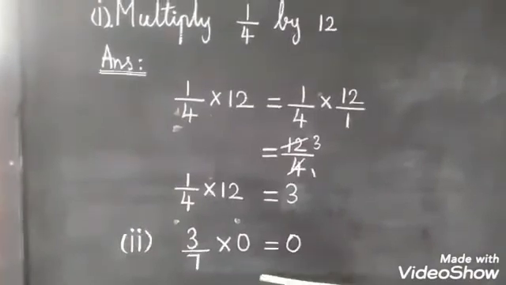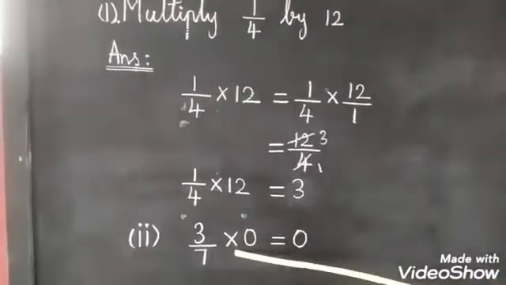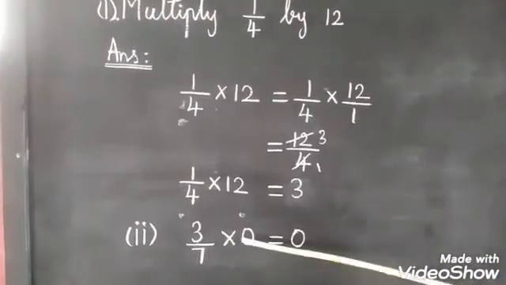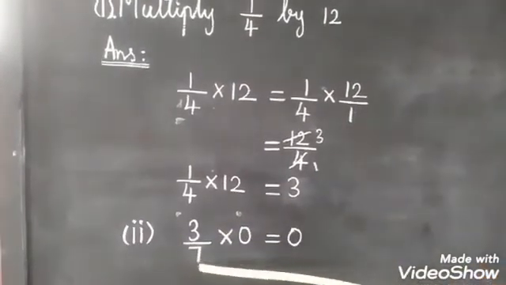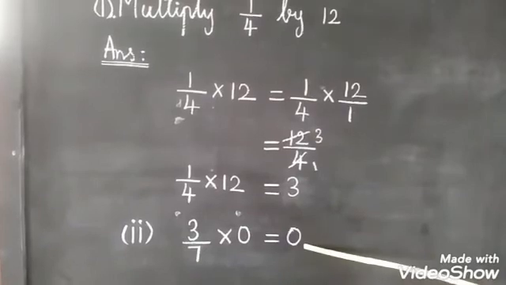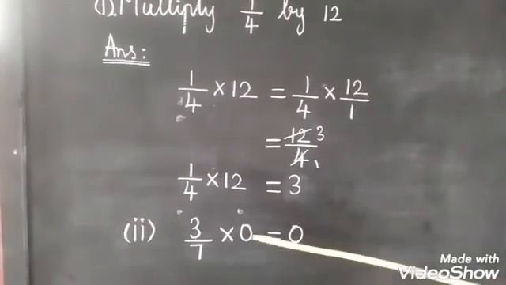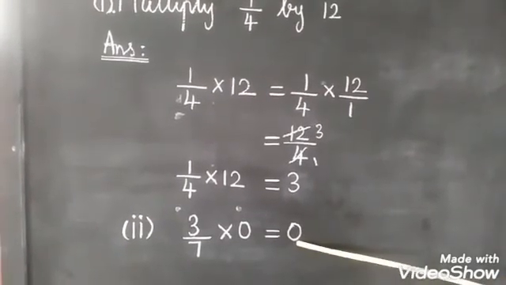See the second sum. 3 by 7 into 0. If we multiply 0 with any number, then we get 0 as answer. So 3 by 7 into 0 equal to 0. See the third sum.